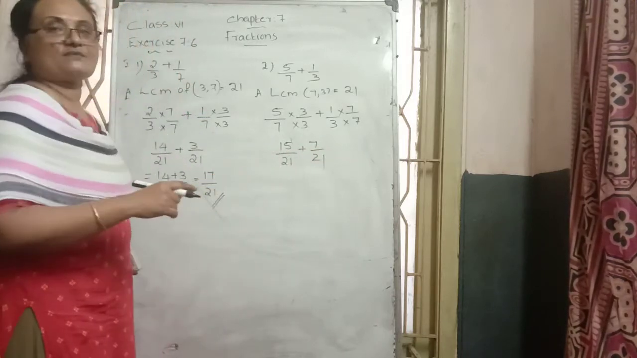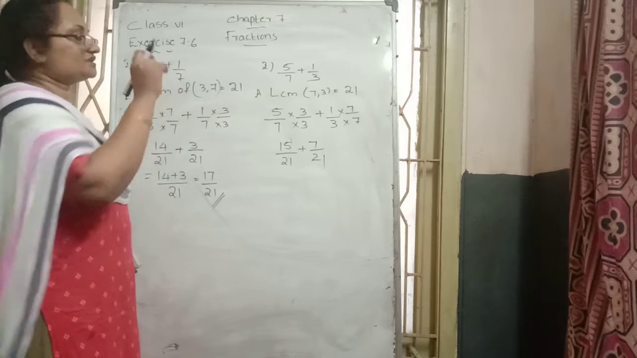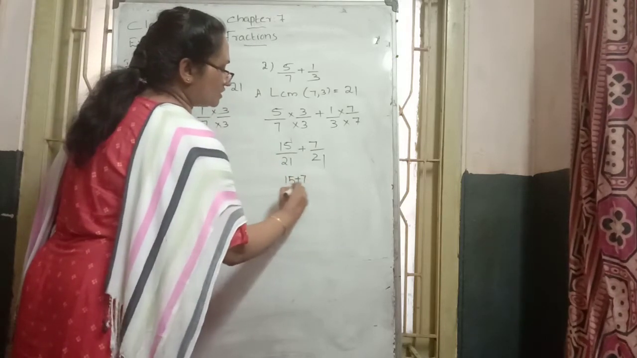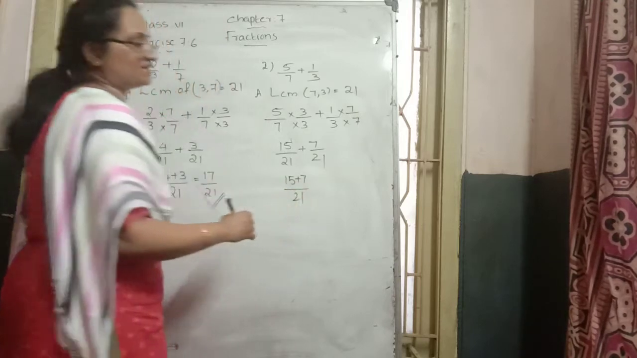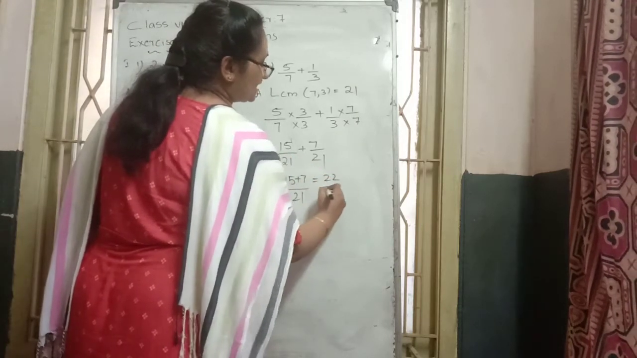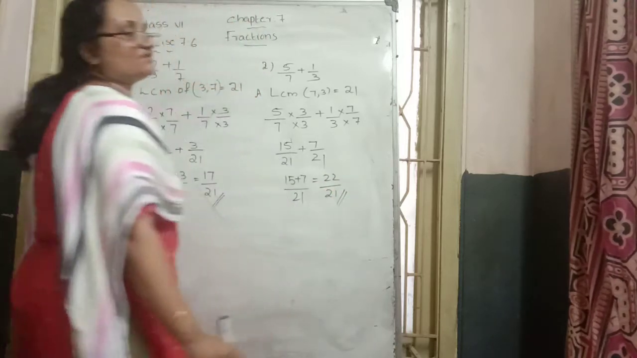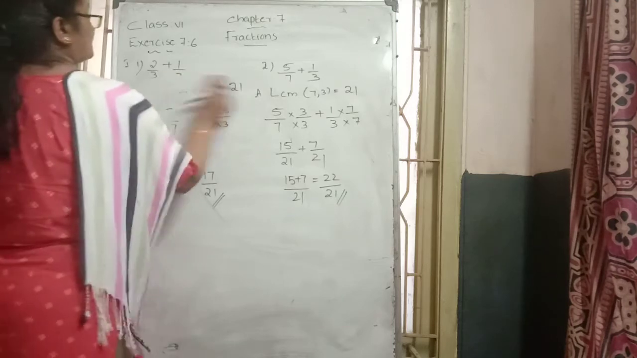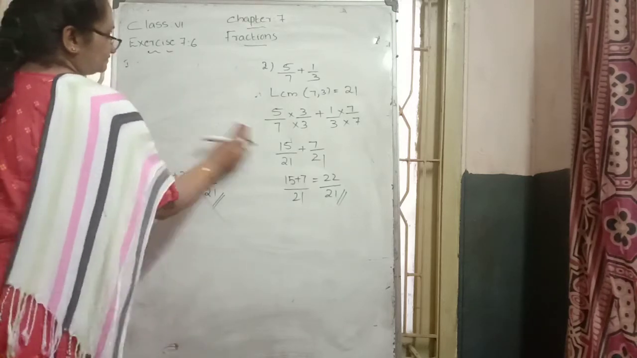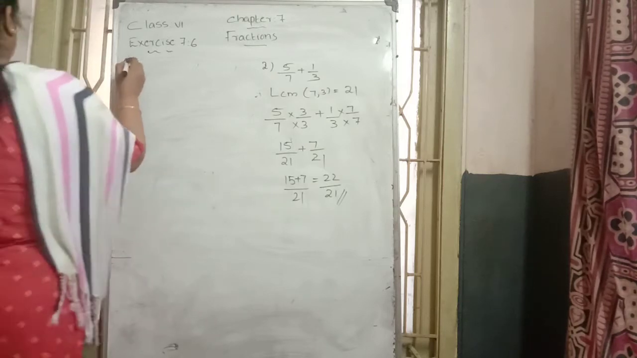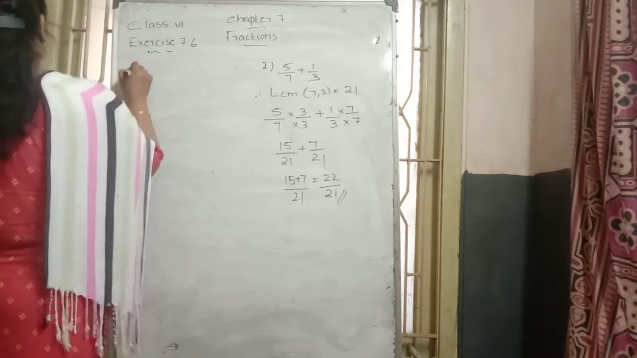Now see, both have the same denominator. The numerator part we just add. So 15 plus 7, all divided by the denominator one time. 15 plus 7 comes to 22, over the denominator 21. That is the answer. Then one more question in the same model, another number. Here we take it as the third question.